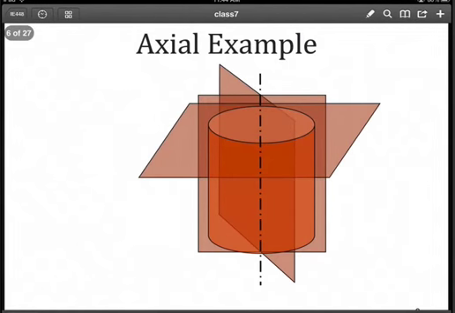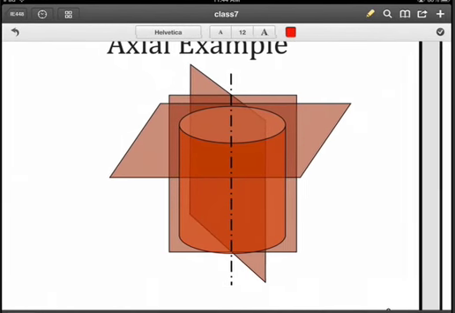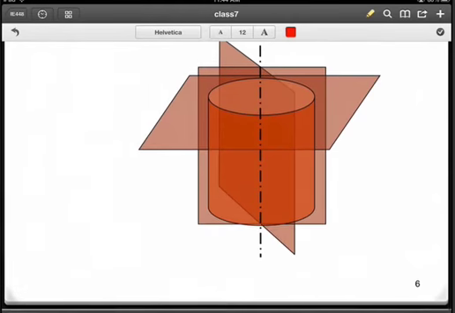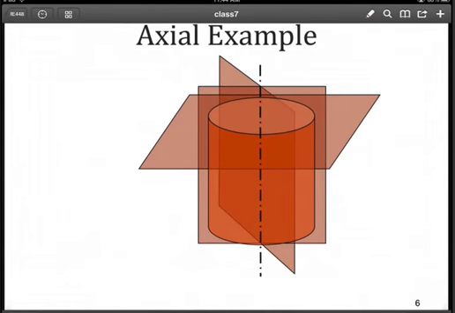Here's an axial example, and it may be a little hard to see, but we're using the top of the cylinder as a datum. So the top of the cylinder is a datum plane.